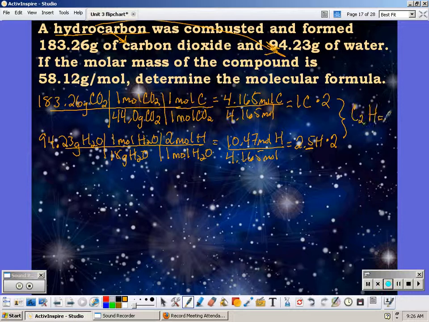So to find the molecular formula, we would take the molar mass that they give us, 58 grams per mole, and divide it by the empirical molar mass. 2 carbons and 5 hydrogens is 29 grams per mole. And again, that gives us an integer of 2. Now the integer is not always going to be 2, so you do need to still divide here. And we have C4H10 as our molecular formula.